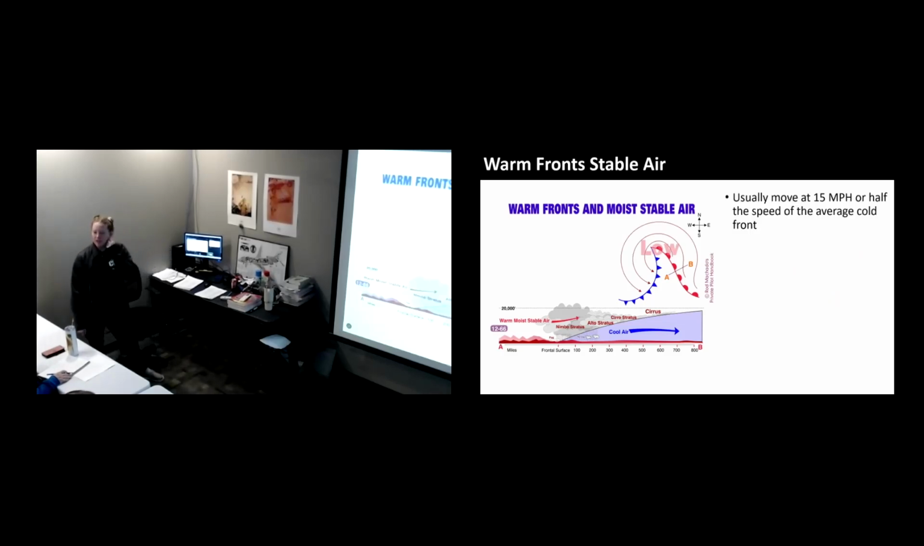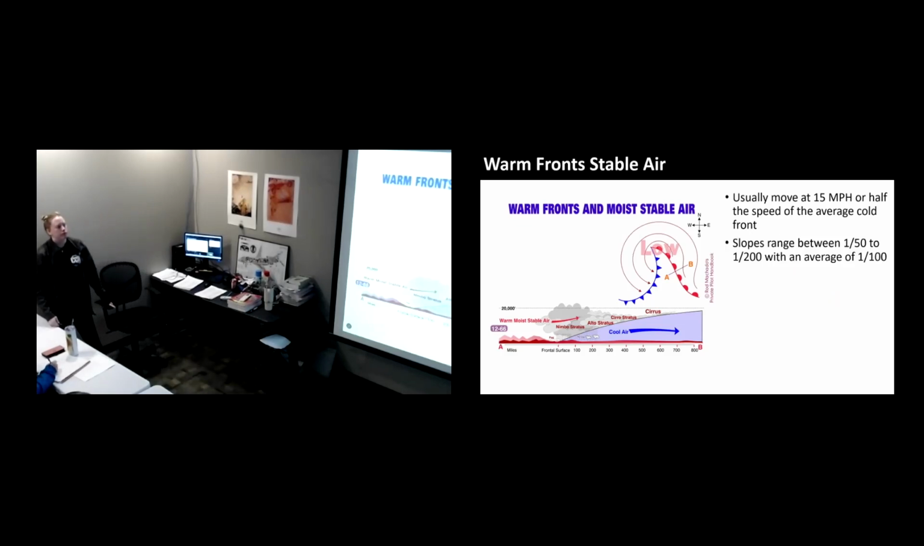They usually move at 15. So we started at 60 for the really fast moving cold fronts. Now we're at half of that for the slower moving cold fronts. Half of that is going to be around the speed of these warm fronts. I don't care what the slopes are.